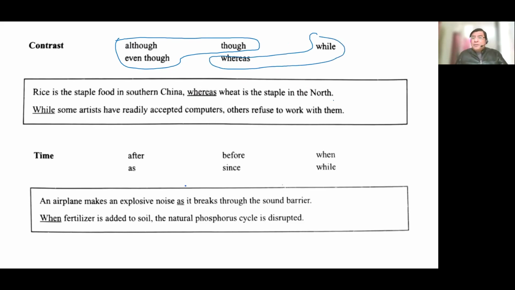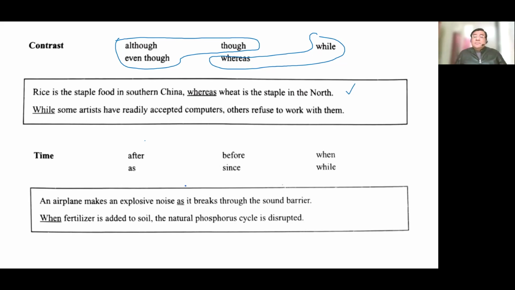We have this example here. Rice is a staple food in southern China, whereas wheat is a staple in the north. So, contrast between the two ideas. We have also, while some artists have readily accepted computers, others refuse to work with them. Okay, so this is another contrast between two ideas. Two groups of artists with different attitudes toward computers, right?